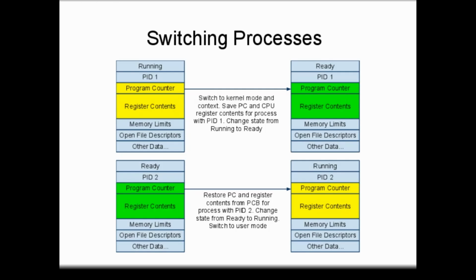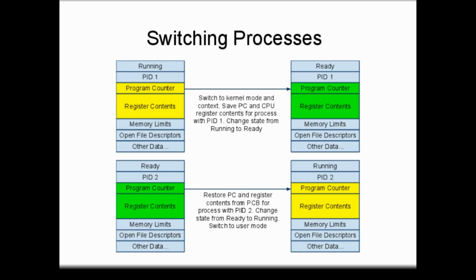This diagram presents a simplified view of process switching, where only the program counter and register contents are saved and restored. Here, the operating system switches from the process with ID 1 to the process with ID 2. The first step in the process switch is to perform a mode switch into kernel mode, along with a context switch to the section of the kernel that handles process switching.